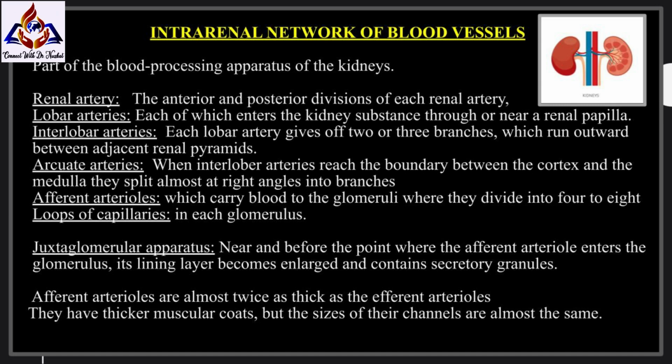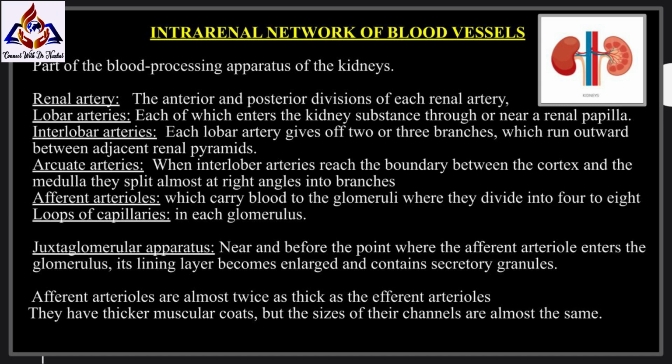When these reach the boundary between the cortex and the medulla, they split almost at right angles into branches called arcuate arteries that curve along between the cortex and medulla parallel to the surface of the kidney. Many arteries called interlobular arteries branch off from the arcuate arteries and radiate out through the cortex to end in networks of capillaries in the region just inside the capsule.